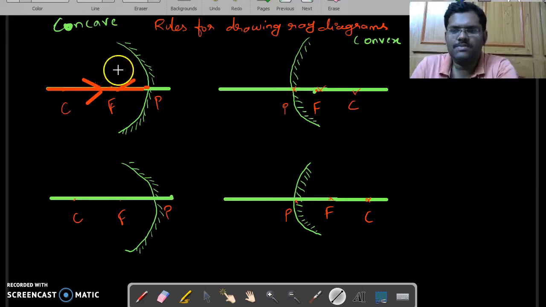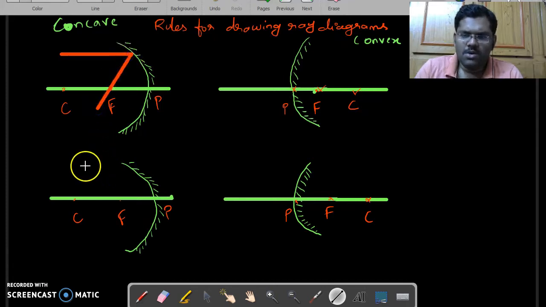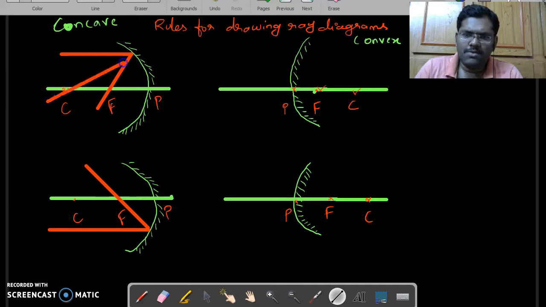And next, these are the rules for drawing the ray diagrams. The very first thing you have to know is any ray passing parallel to the principal axis passes through the focus, or if it is passing through the focus, it becomes parallel to the principal axis. This is the first one. Any light ray which is passing through the center of curvature is taken as a normal, and when the light ray passes through the center of curvature, it reflects back.